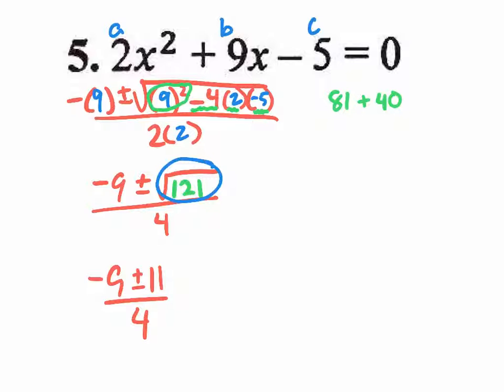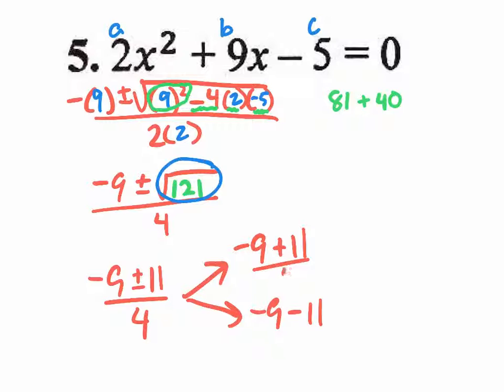And that plus or minus really does produce 2 answers. You have the negative 9 plus 11. You also have the negative 9 minus 11. Okay? And of course, it's both divided by 4. So negative 9 plus 11 divided by 4 and negative 9 minus 11 divided by 4. Top one, bottom one. So let's do the top one.